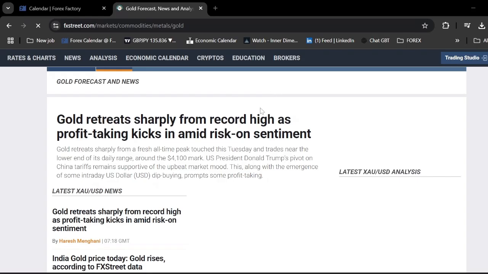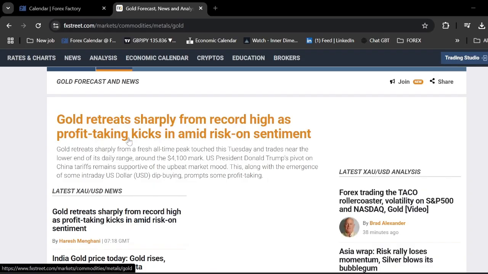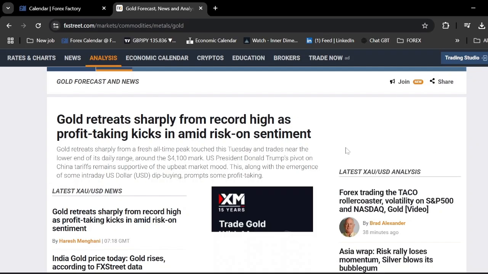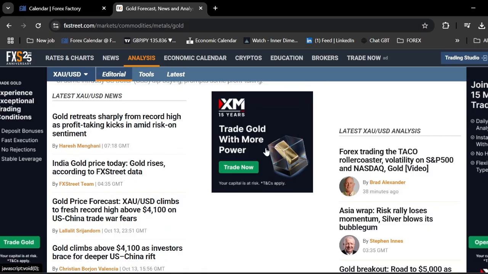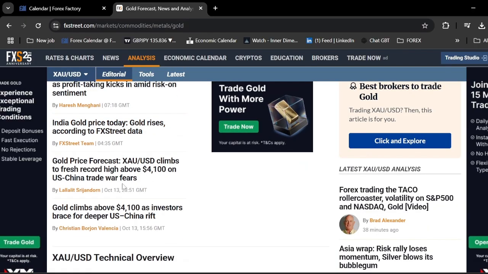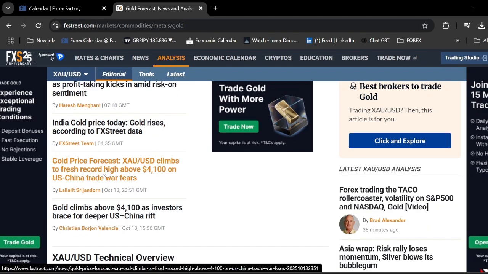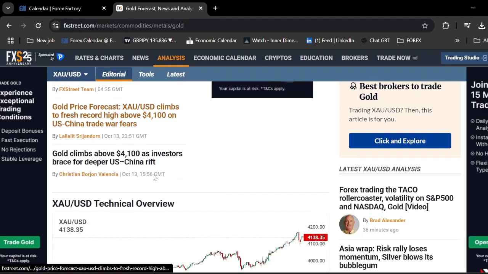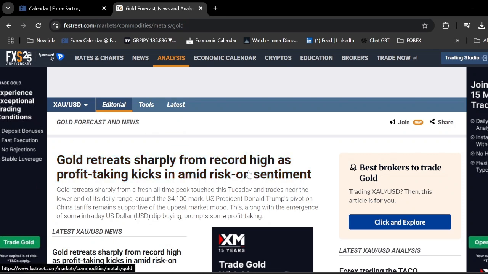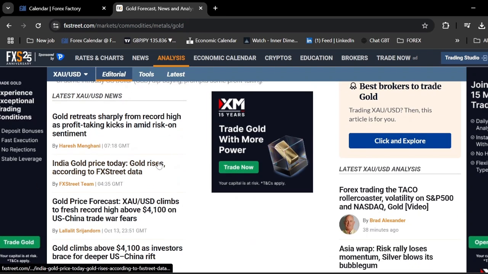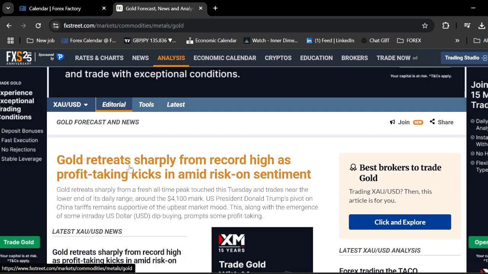Taking a look at some headlines coming out of FX Street, we can see that gold retreats sharply from record highs. Profit taking kicks in amidst risk sentiment. Gold rises according to FX Street data. Gold price forecast, this was yesterday, climbs to fresh record highs above 4,100. So yeah, new tone seems to be a bit of uncertainty. We can see that there is some profit taking due to the massive drop we saw at the latter part of the Asian session this morning.